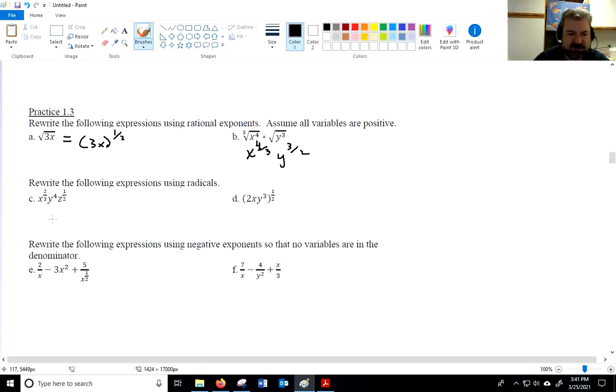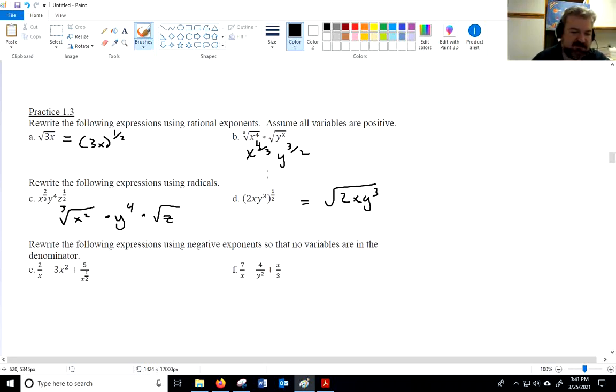On this next one, I'm going to have the cube root of x squared times y to the 4th times the square root of z. On this one, though, since the 2x and y cubed are all to the 1/2 power, I can put the entire part of that inside a square root function. Kind of an important difference between c and d there.